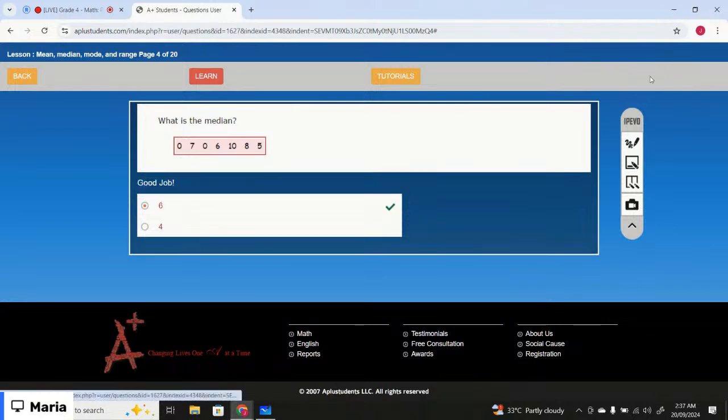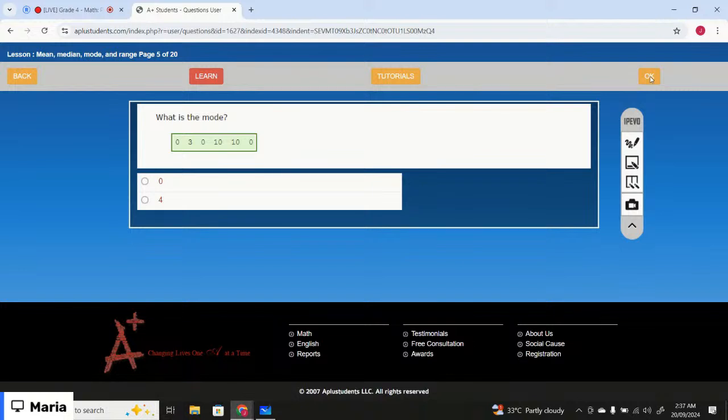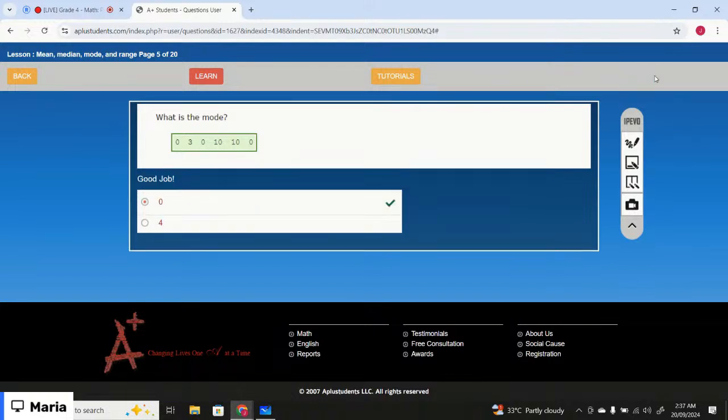Okay, let's just move on to the next one. That is, what is the mode? Mode is the number that appears the most in the given data. So you can see you have 0 three times, 1, 2, 3. So that means 0 is the mode value, because 0 is the number that appears 3 times in the given data. So the answer is 0.